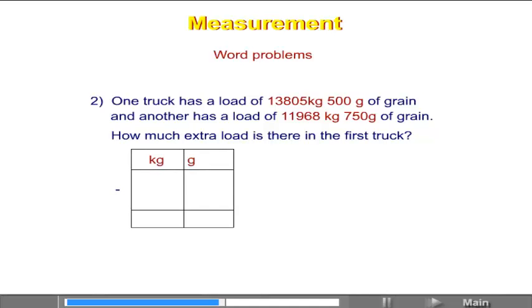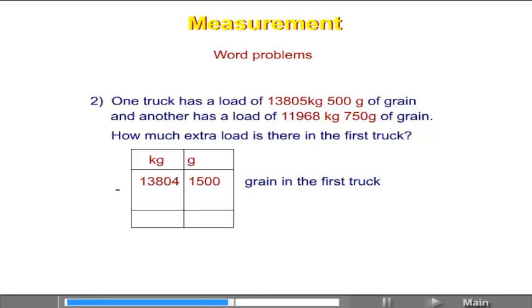Here, the first truck is carrying greater load and the second truck is carrying less load. If we subtract the less load from the greater load, we will be able to find out the extra load that is there in the first truck. Let us write down the numbers one below the other considering the kilograms and grams.